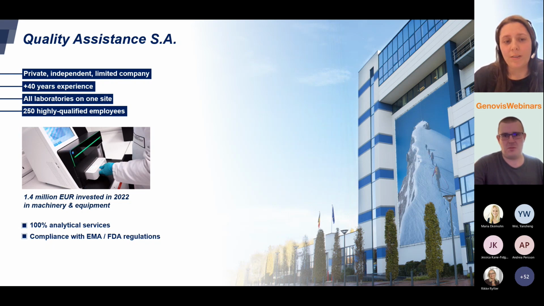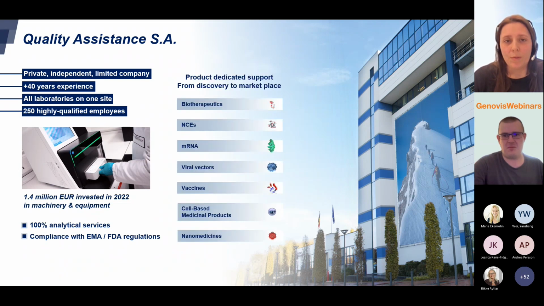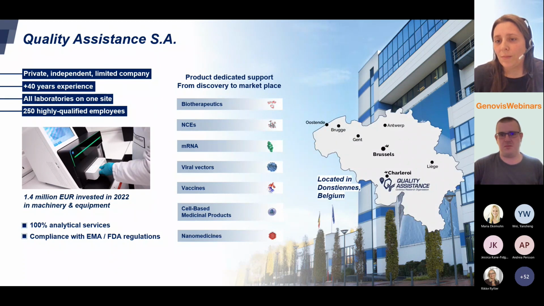And we work in compliance with the current regulations. We work on all types of molecules from discovery to market, from monoclonal antibodies and ADCs to viral vectors, mRNA. You can see the list on this slide. And we are located in Belgium, in the French-speaking part, south part of Belgium, and we have all our labs on one site, which is one of our strengths, which makes things compliance samples.